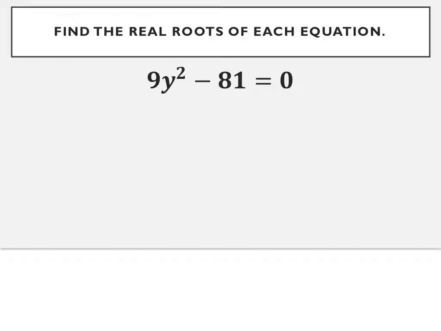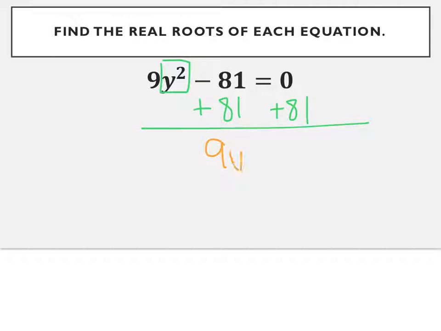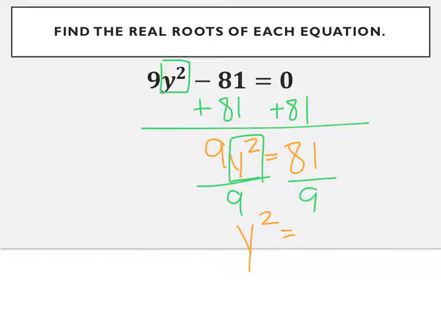Last but certainly not least, again, we want to get the thing that's squared by himself. First and foremost, we add 81 to both sides. So now I have 9y squared is equal to a positive 81. This guy is still not totally by himself. I need to divide both sides by 9 first. So now I have y squared is equal to 9. Now I can square root both sides. And remember, you're dividing your exponents.